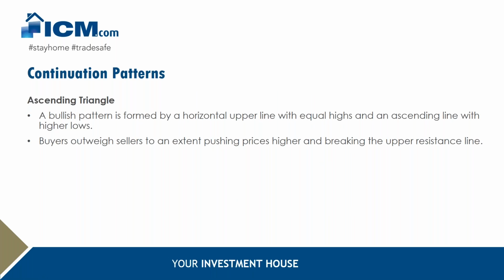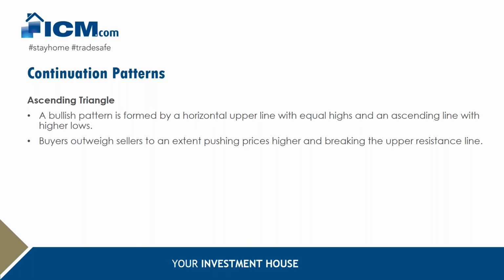We have a bullish pattern that is formed by a horizontal upper line showing some equal resistances or equal high levels, and an ascending line with higher lows. Since we already explained that an uptrend is formed by a series of higher lows, here we have higher lows, but unfortunately we weren't able to break above the previous high yet.